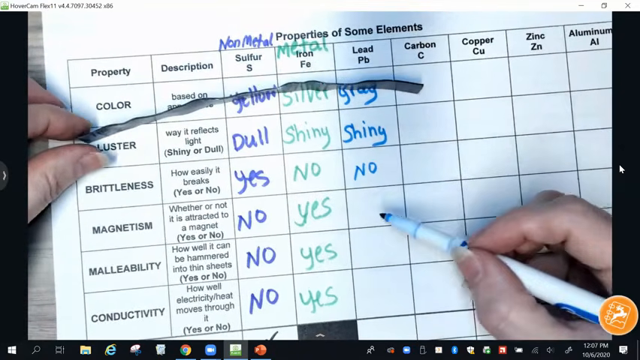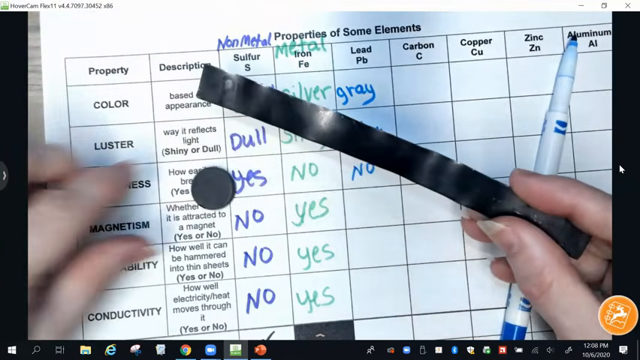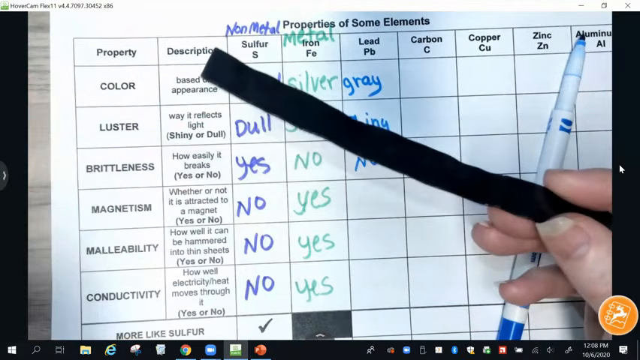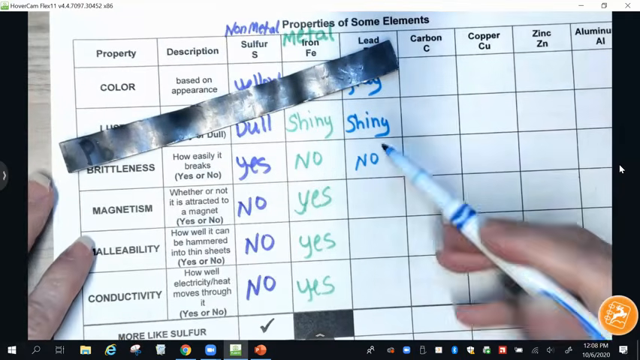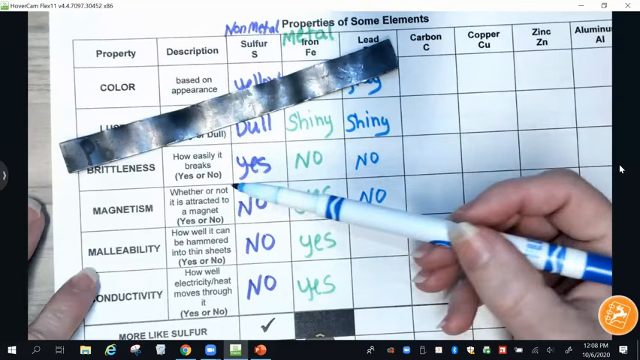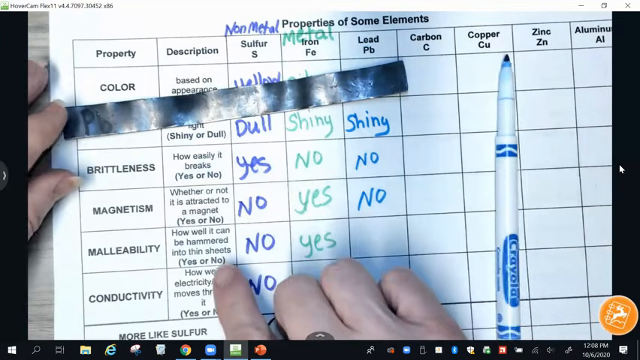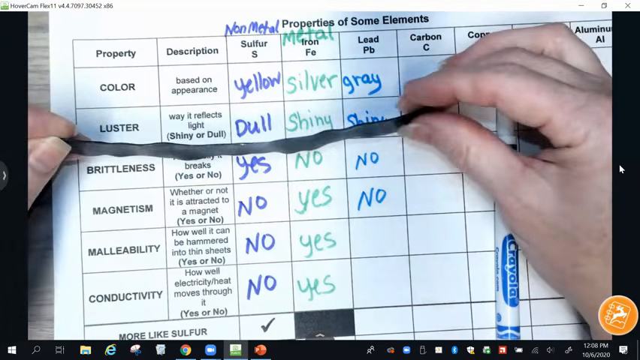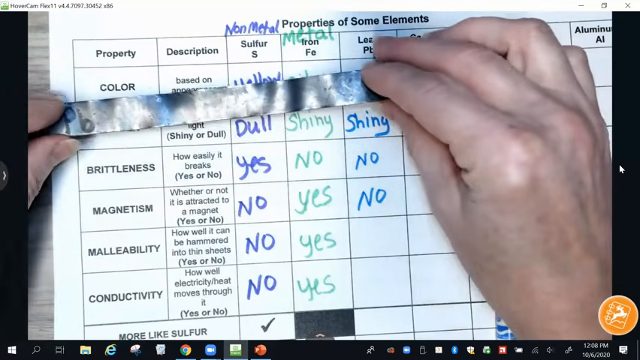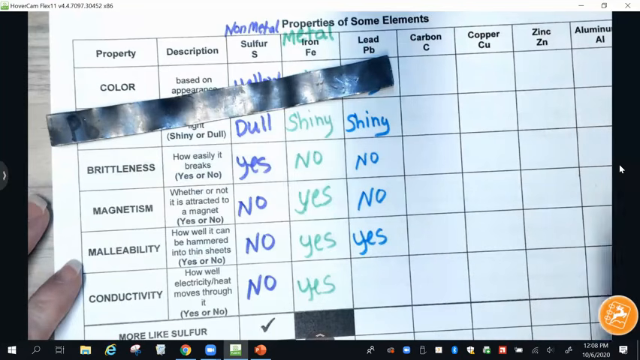Magnetism. Let's see if the magnet's going to be attracted to it. Oh, no, try again. No, it just falls off. So for magnetism, we're going to say no. For malleable, remember what I said? Look at brittleness, and brittleness helps you with malleability. Malleability means you can make it into a thin sheet. Well, look at the sample that I have. Is it already pretty thin? Yeah. So would we say malleable? Yes, absolutely, because it is a thin sheet.